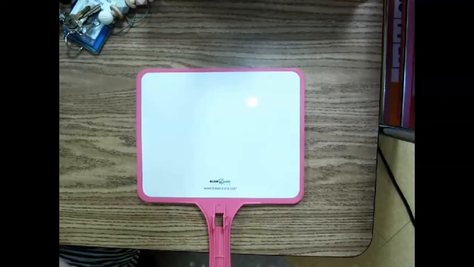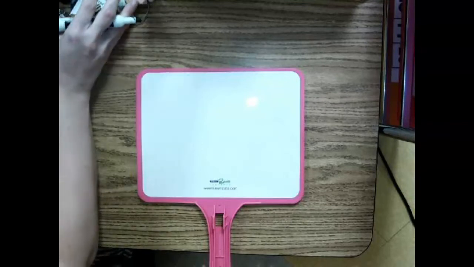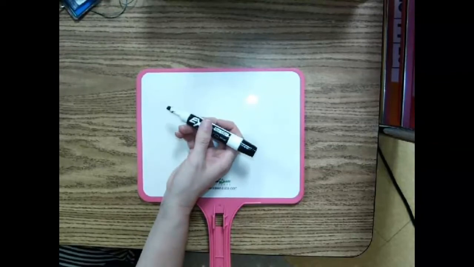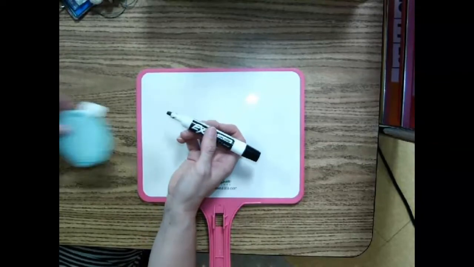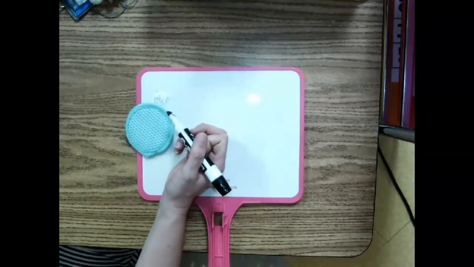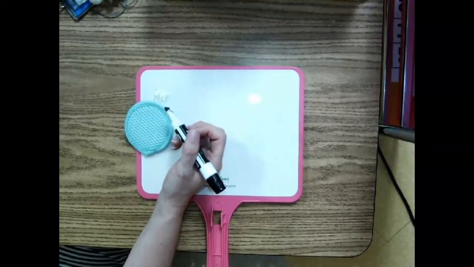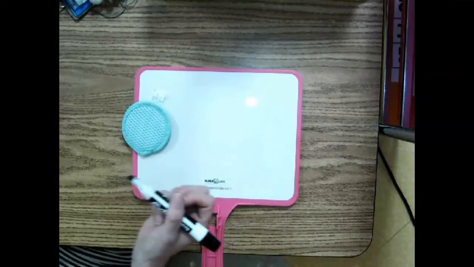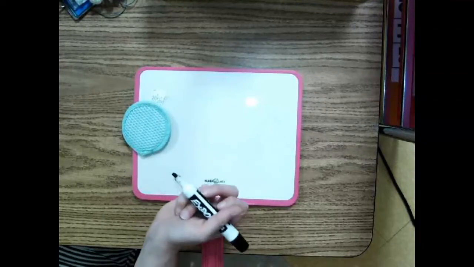For writing today, we're going to be practicing writing our uppercase and lowercase letters that we've learned. So to play this writing game, you're going to need a whiteboard and a dry erase marker and an eraser. Or you could always use a piece of paper and a pencil, or a piece of paper and crayons, but you'll need something to write with.